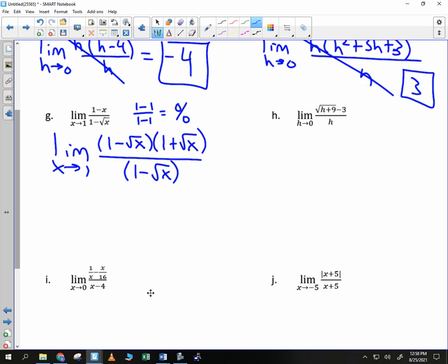It's kind of tricky, but isn't that nice? Because look, those 1 minus the root of x's just go away. If you plug in the 1 at this point, you get dos, which is Spanish for 2.